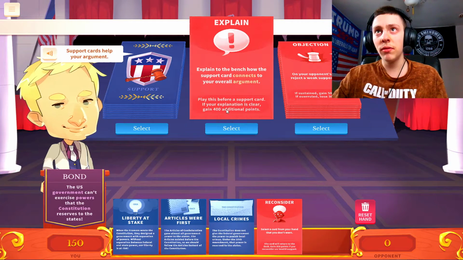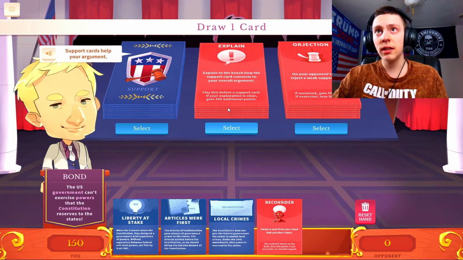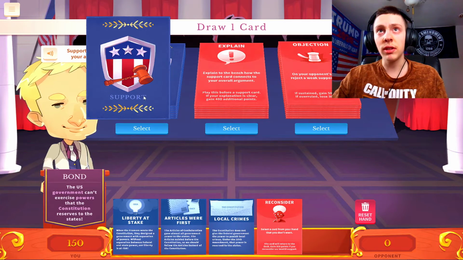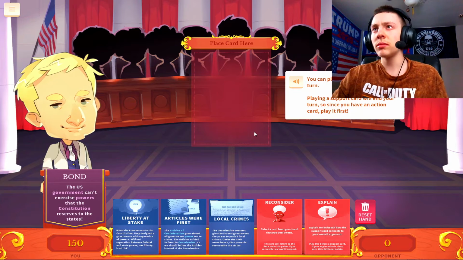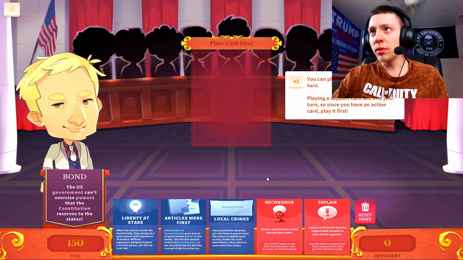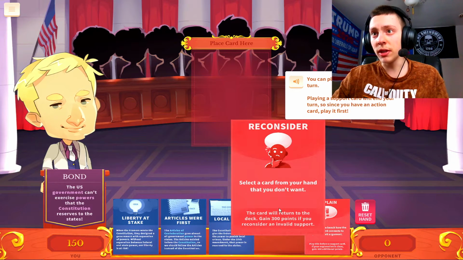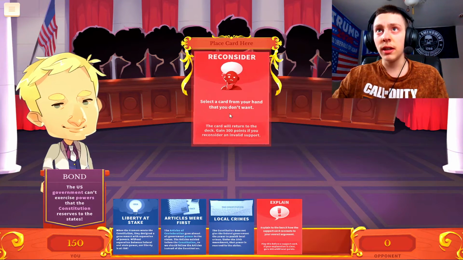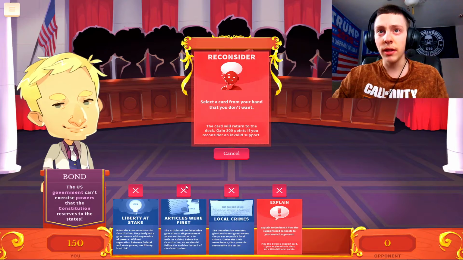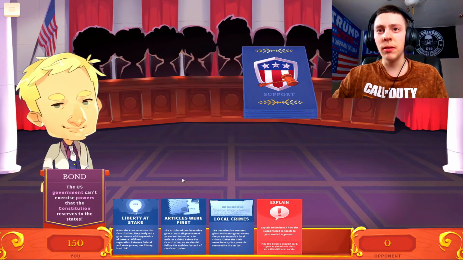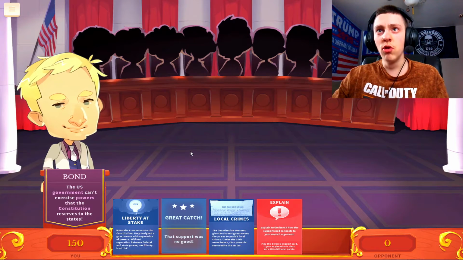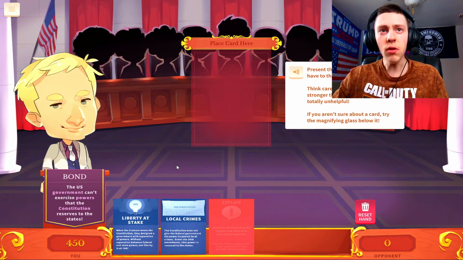I'm so confused. Okay, these are the support cards. Oh, crap. One action per turn. Play the support card in your turn, so since you have an action card, play it first. Okay, so here. I'm gonna reconsider this one. Give me something new! Woo!